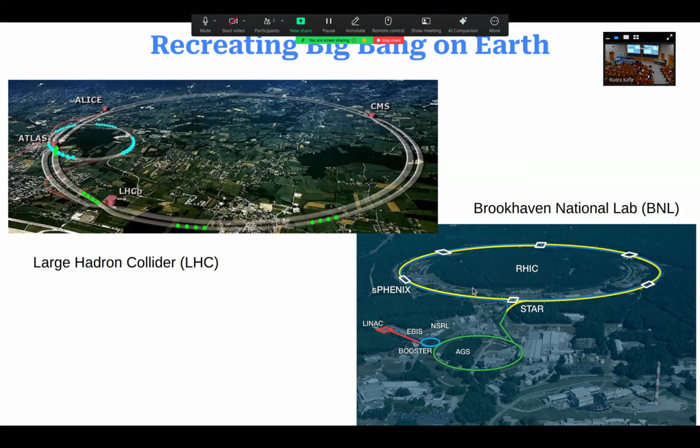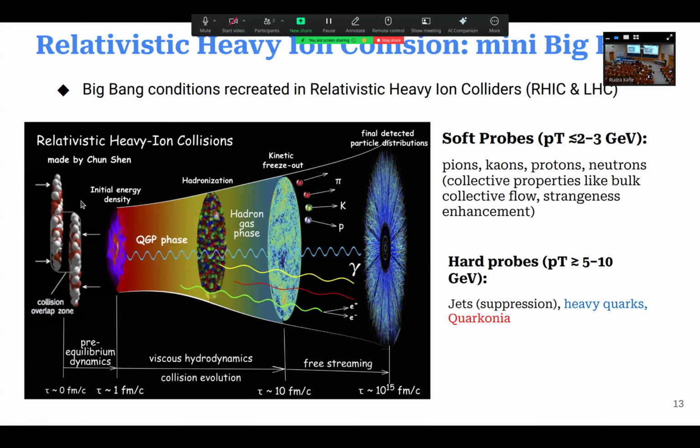So this collision process can be illustrated by this picture. In those collisions, you take two heavy nuclei and accelerate them to the speed of light. When they are accelerated to the speed of light, they become flat, pancaked, because of Lorentz contraction. And when they smash together, the temperature reaches so high and the density reaches so high that we can obtain a bunch of matter, including the QGP phase of matter, and that expands and cools down into different particles that we can detect in the detectors.